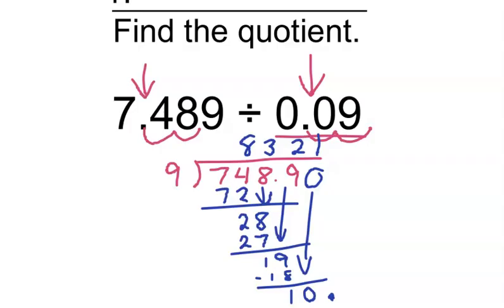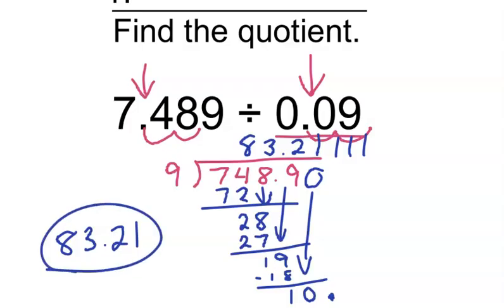Okay, so what's going to end up happening here is it looks like we're going to keep getting 1s over and over. So we can pretty much stop there. Okay, so our answer to find this quotient is 83.21 would be our answer for that one. Again, the most important part is getting that decimal out of the divisor, okay, so that we can actually have a number that we can work with.